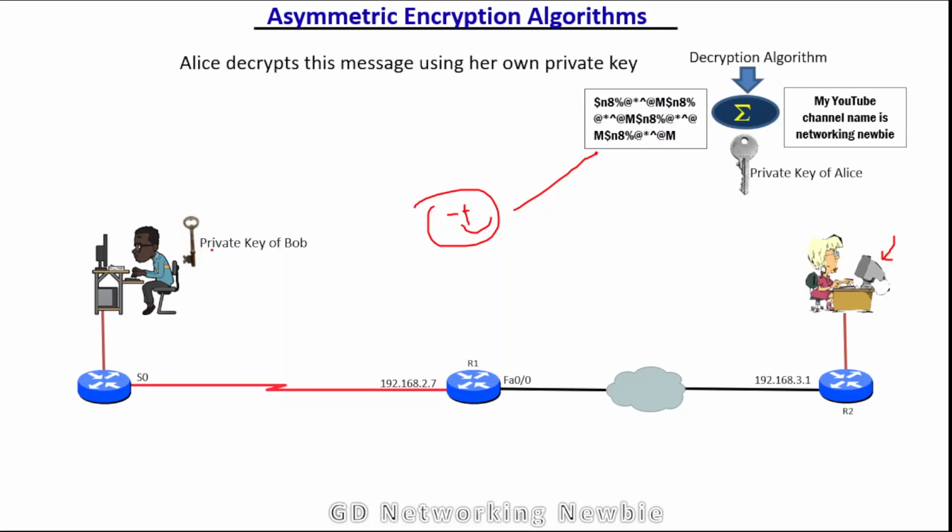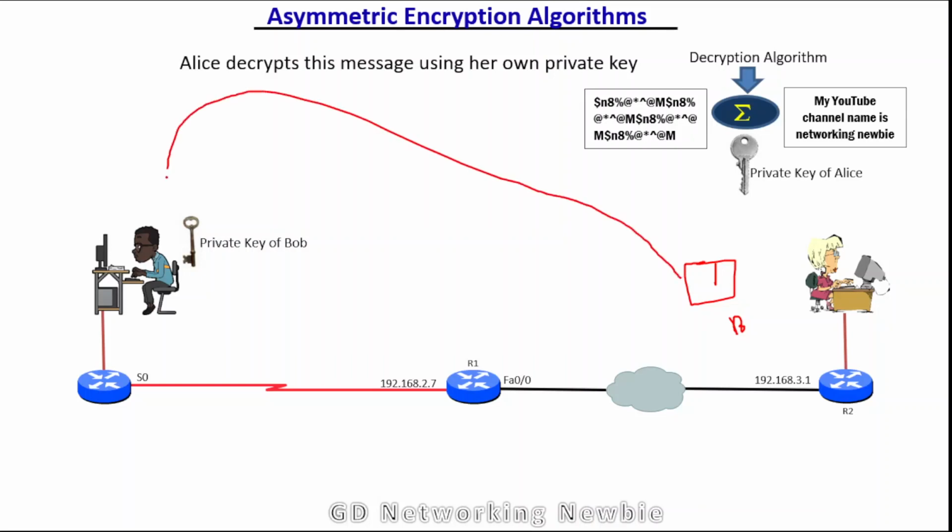Now let's say Alice wants to send this information, I'll just draw it. If Alice wants to send something to Bob, then Alice will encrypt that message with the public key of Bob, which she has received in the previous step. After encrypting this message, she can send this encrypted message to Bob. And since this message was encrypted using the public key of Bob, it means Bob can use his private key to decrypt that message, and he can recover the original message.